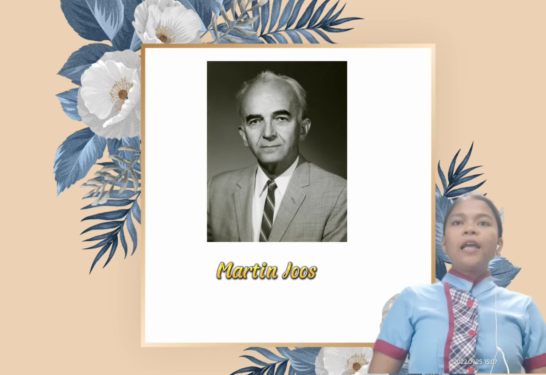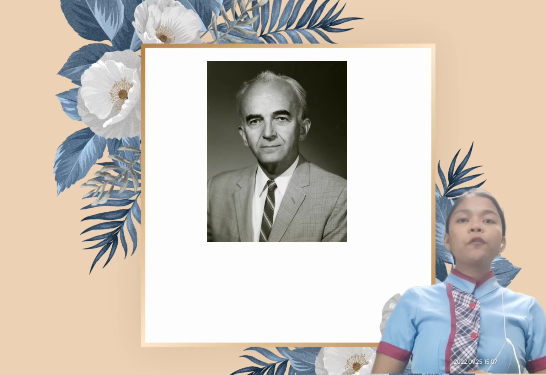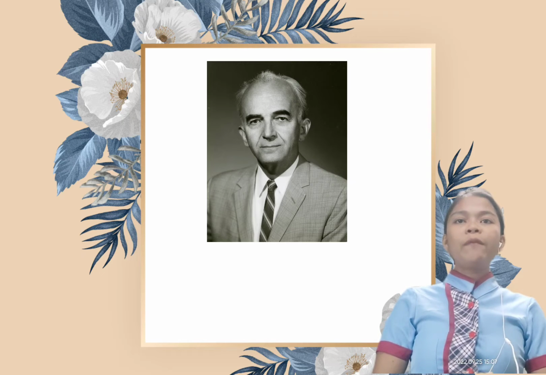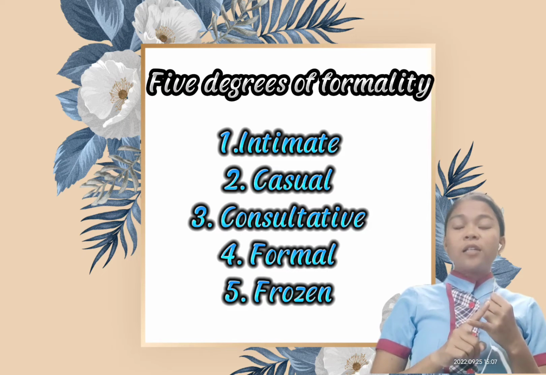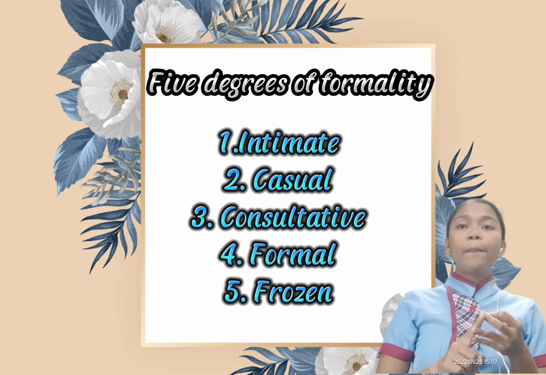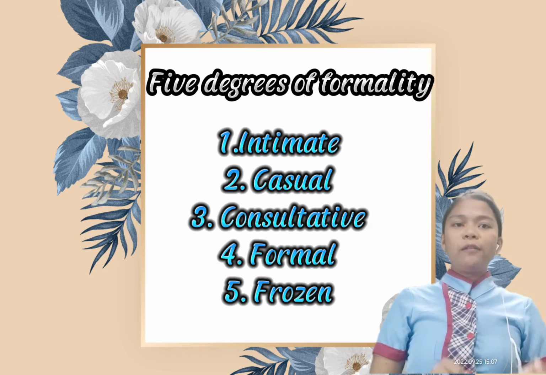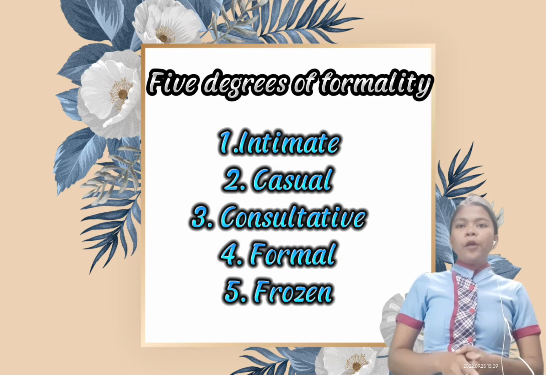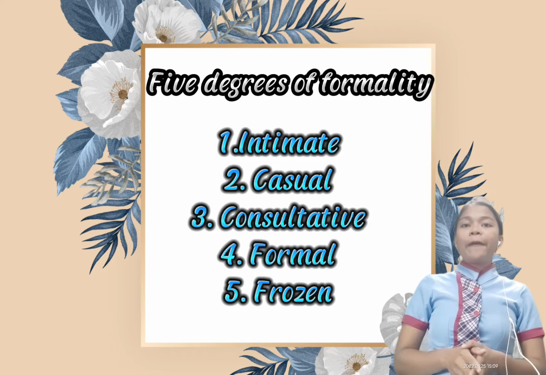Martin Joos was an American linguist and professor of German. He spent most of his career at the University of Wisconsin-Madison. And of course, Martin Joos identified five degrees of formality in language. First, intimate. Second, casual. Third, consultative. Fourth, formal. And last, frozen. These are sometimes referred to as registers. These registers also represent the different levels of language expression.